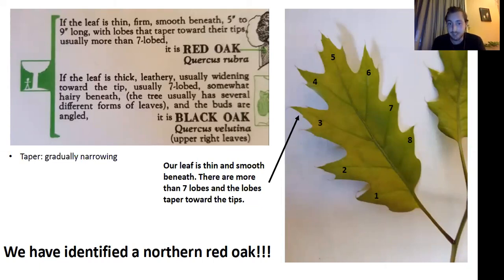And like I said, our leaf is smooth beneath, not having those tufts of orange hairs in the vein axils, and more than 7 lobes. So with those features, we just ran through a key really quickly to identify a northern red oak. And with that is the end of our first tree ID presentation. So I'll open the floor once more for any additional questions.